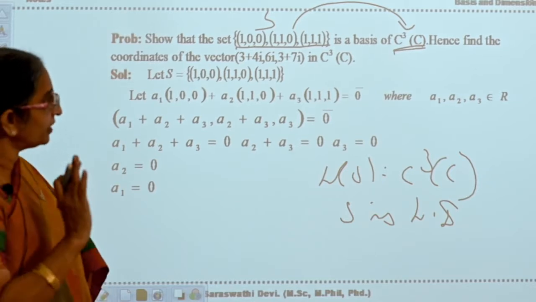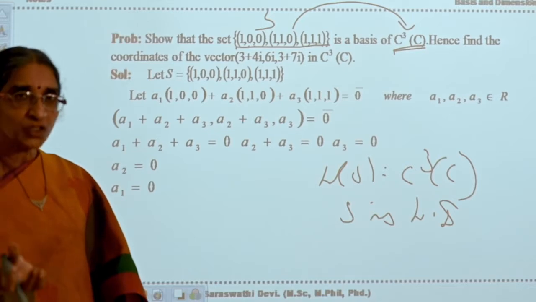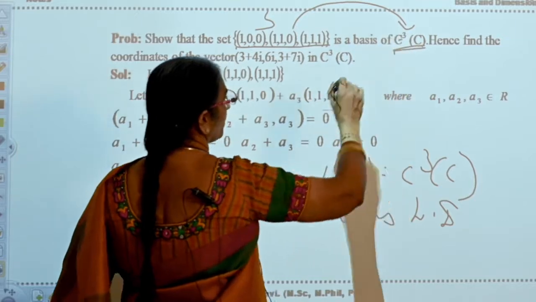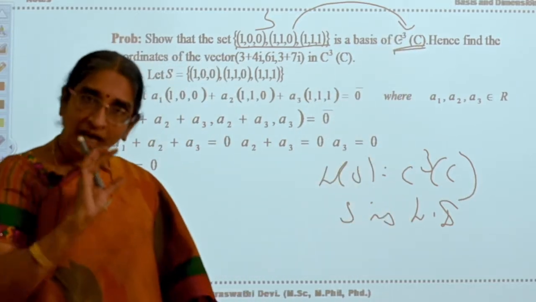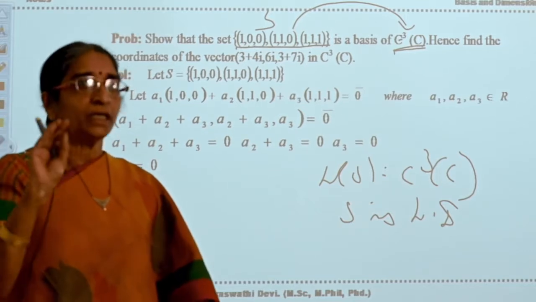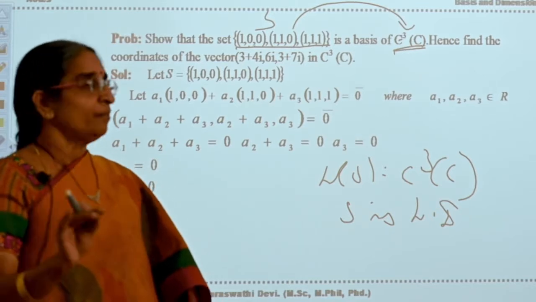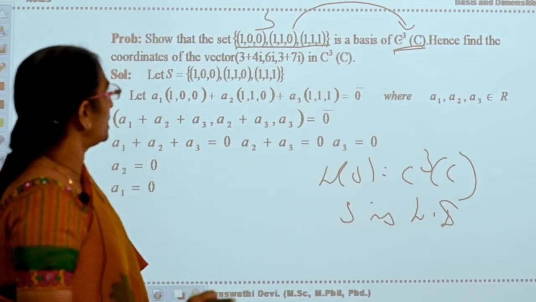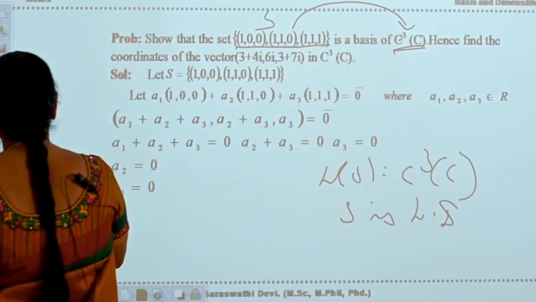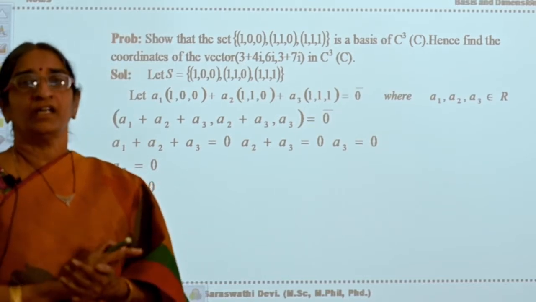So if the number of elements in the set is equal to the dimension of the vector space, what is the dimension of the vector space here? It is 3. So in such a case, it is enough if you show that the given set is linearly independent in order to say that the set is a basis. Now what we are going to see is whether this set is linearly independent or not. For that, what is the definition of a linearly independent set?